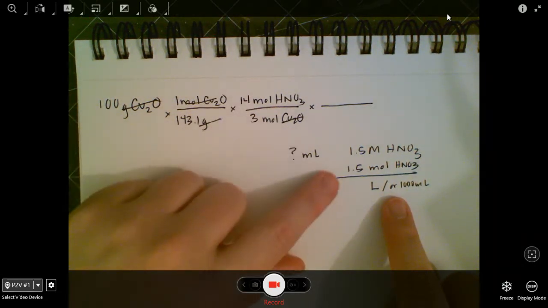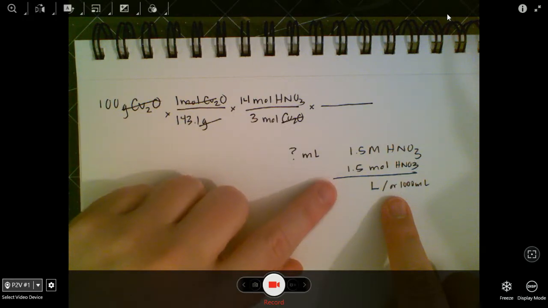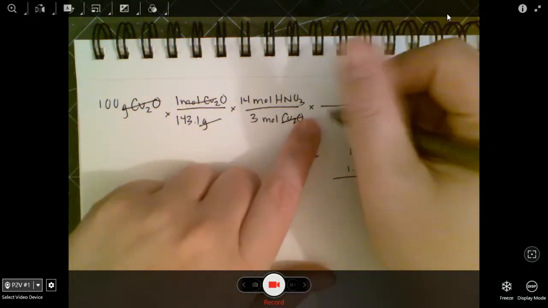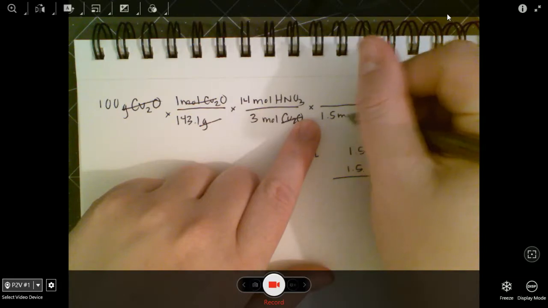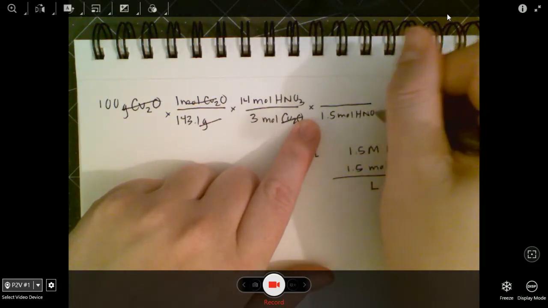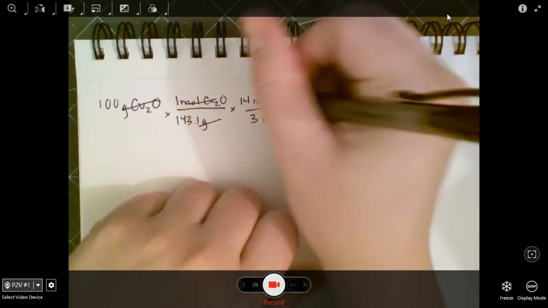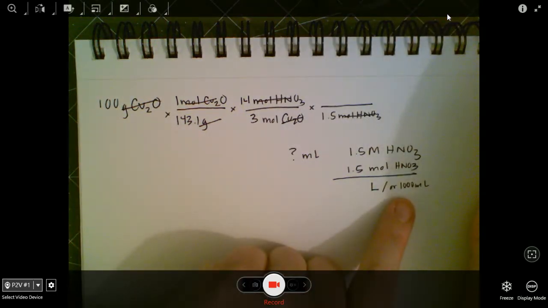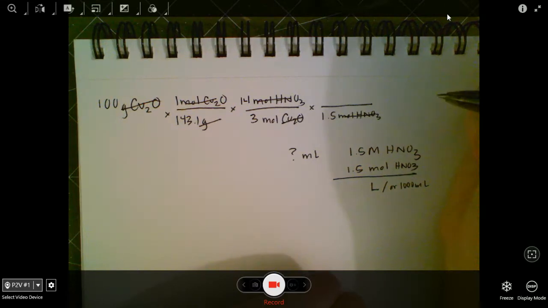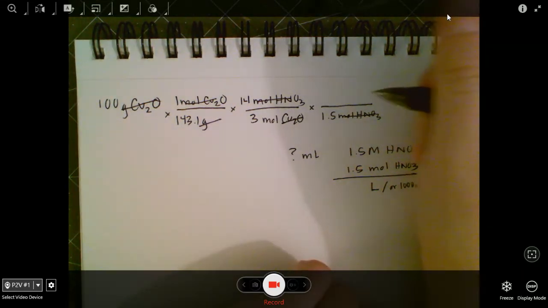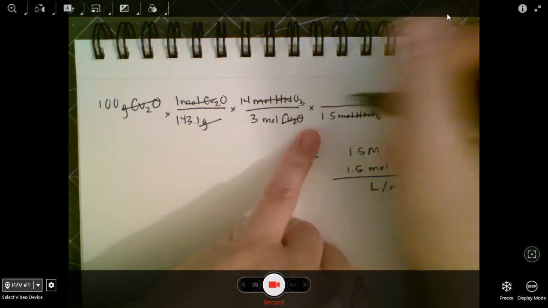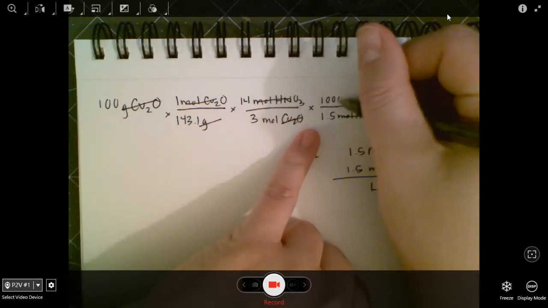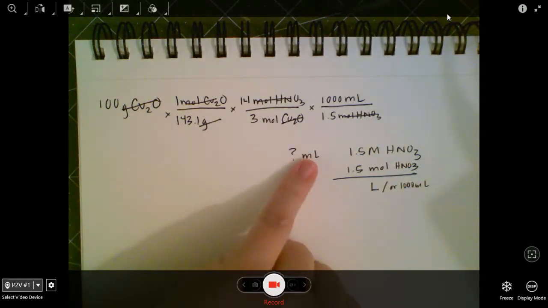And so to do that, we need to use that molarity, but we need to invert it, and we're going to put the 1.5 moles of HNO3 on the bottom so that our moles of HNO3 cancel out, and then we are solving for volume. So if we're solving for liters or milliliters, you can put either there. I believe we're solving for milliliters. So I'm going to put 1,000 milliliters on the top here.